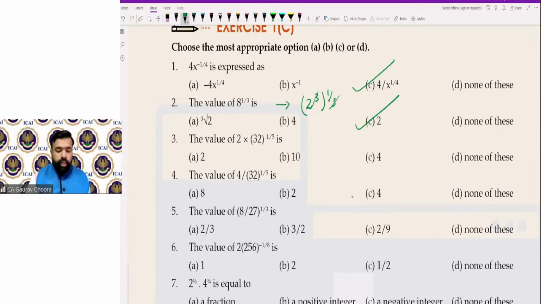Now it's time for exercise question number 3. So let's answer question number 3. 2 multiplied by 32 whole to the power of 1 by 5. So what will be the correct answer?